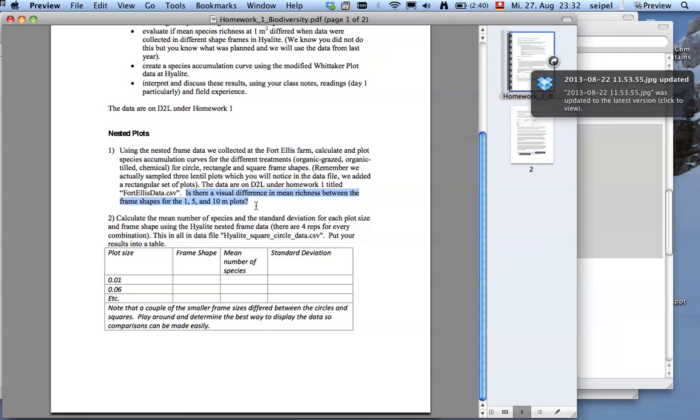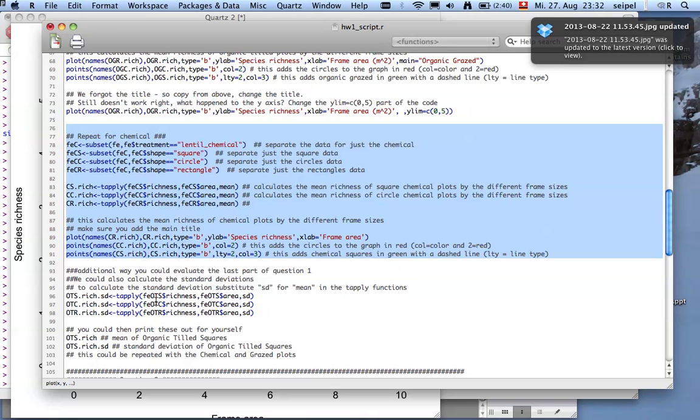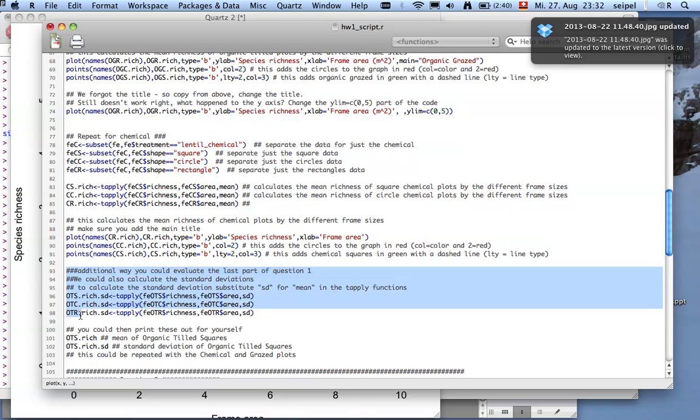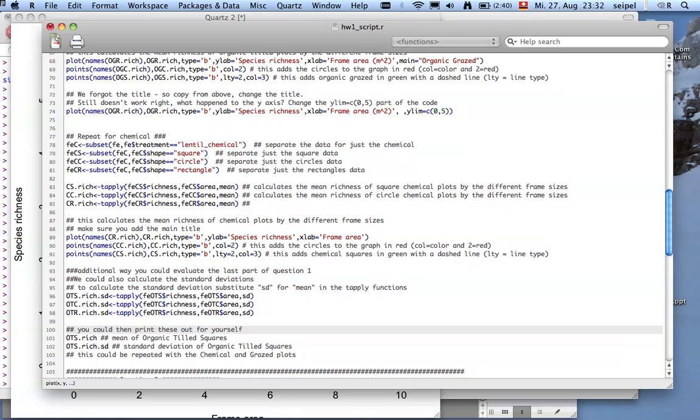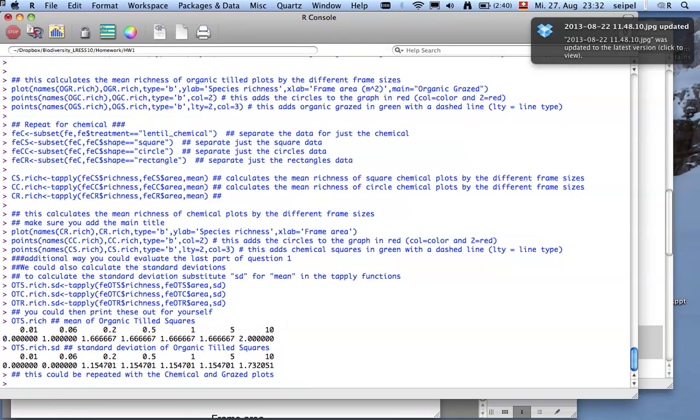And you can see how to do that here by taking the standard deviations of the richness and looking at the different values. So I hope that's pretty clear. You can print these off yourself right here. Just pull over the data right there. There's the means and the standard deviations for both of them and all the sizes, so you can evaluate and answer that question.